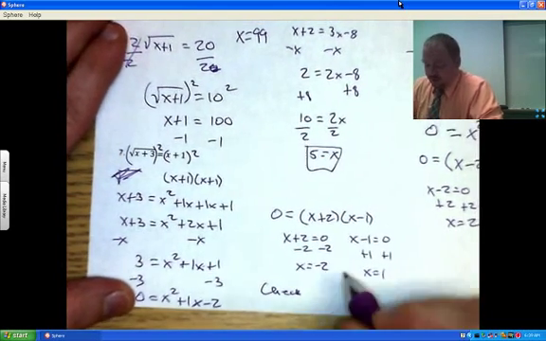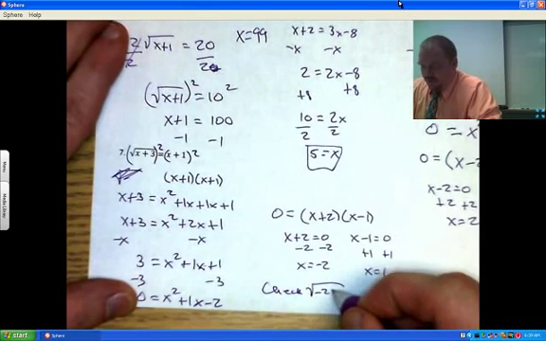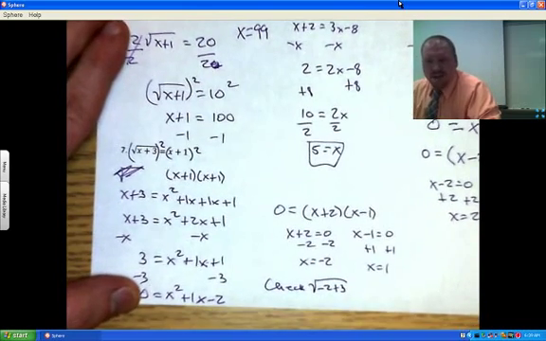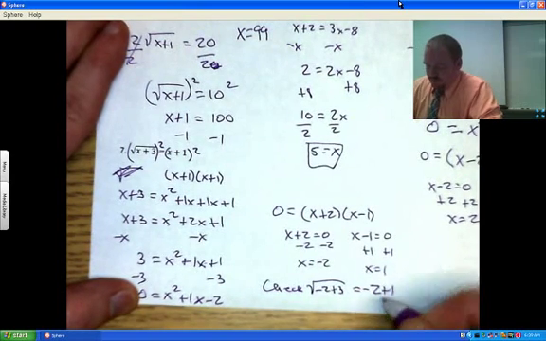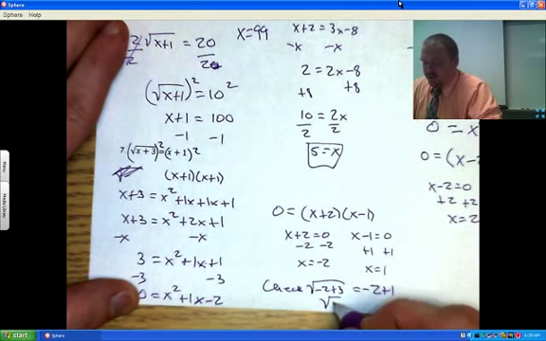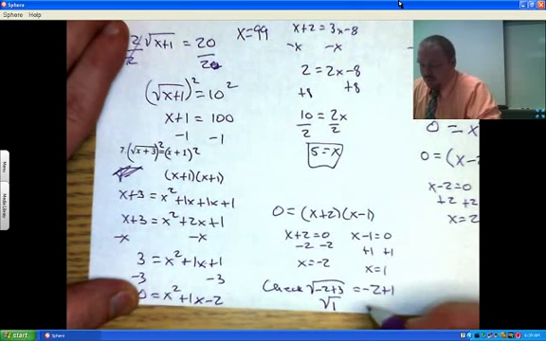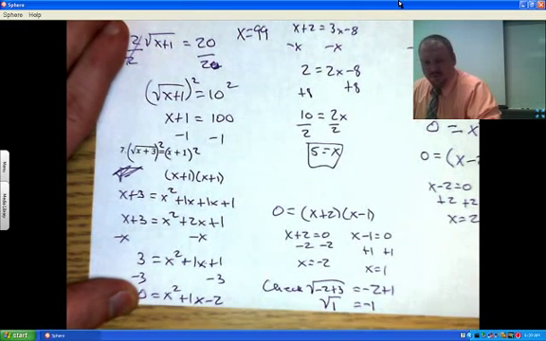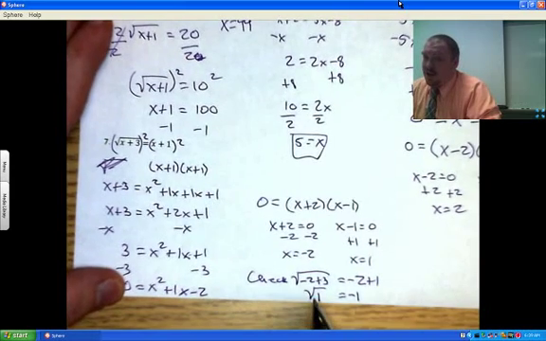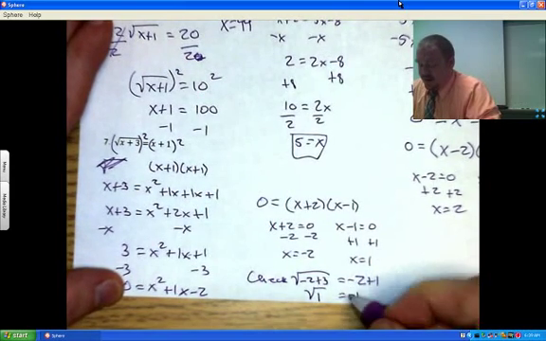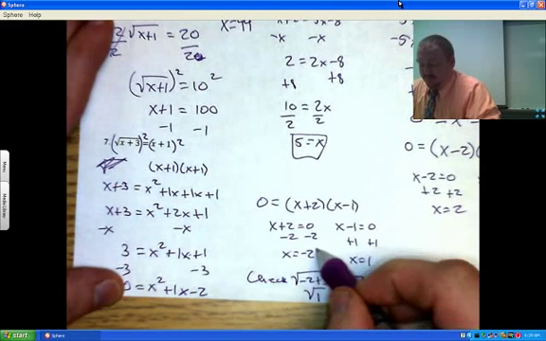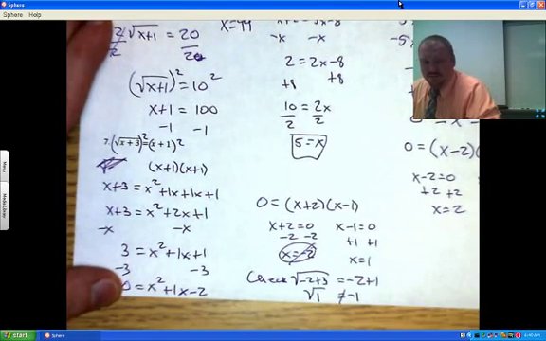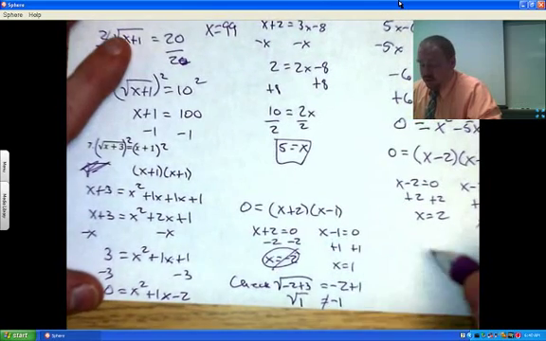Uh-oh. I know that the square root of 1 is not negative 1. So negative 2 is not an answer. So I can just cross that out. But I'm going to try 1 just in case. 1 plus 3 is 4. 1 plus 1 is 2. And the square root of 4 is 2. So that's good. That's correct.